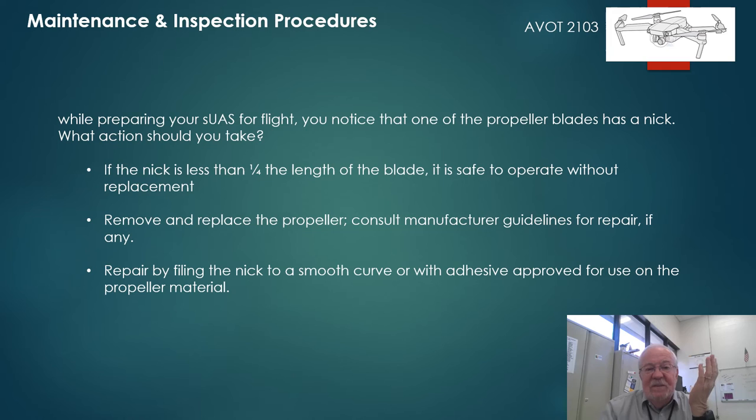A and C you probably would want to consider if there's no guidelines. Although if the nick is less than a quarter of the length of the blade, that's pretty serious. I'm not sure I'd fly with that one. But repairing it by smoothing it maybe might work. But the answer is B.